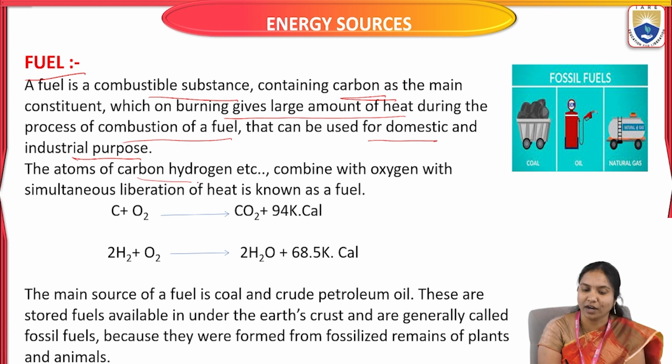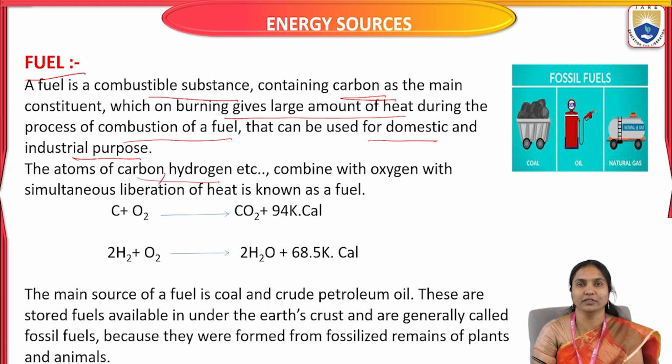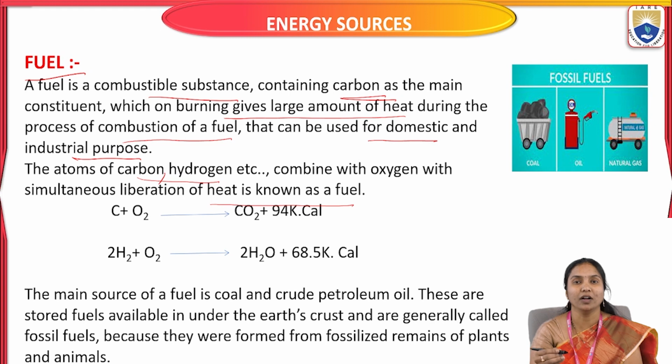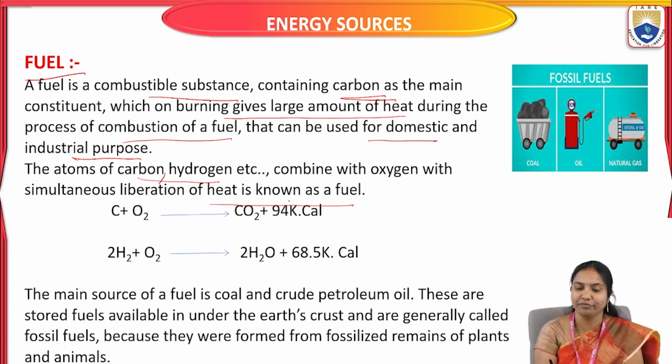The atoms of carbon, hydrogen, sulfur, etc. combine with oxygen during the burning process with simultaneous liberation of heat. Generally, fuel contains carbon as the main constituent, and sulfur, hydrogen, oxygen, etc. are also present. During burning, these elements present in the fuel, like carbon, hydrogen, sulfur, combine with oxygen with simultaneous liberation of heat.